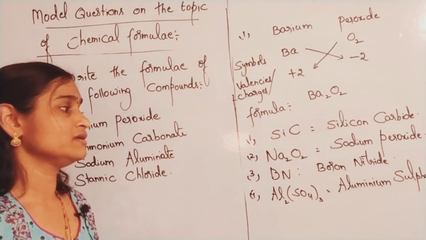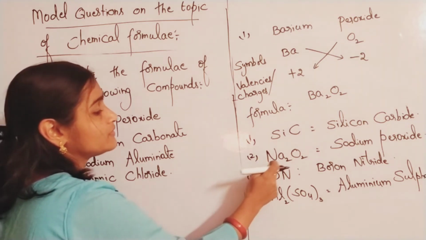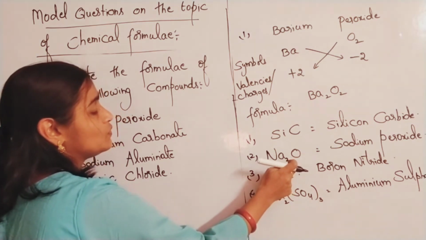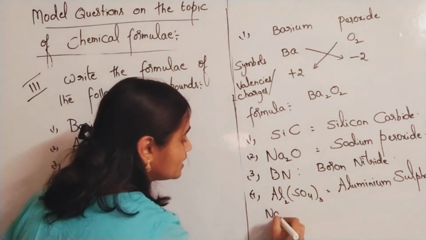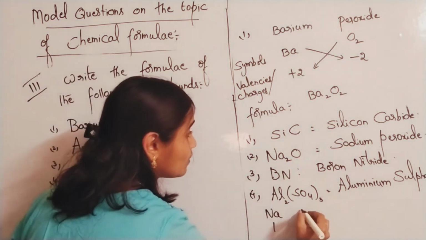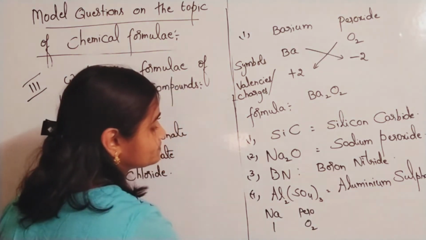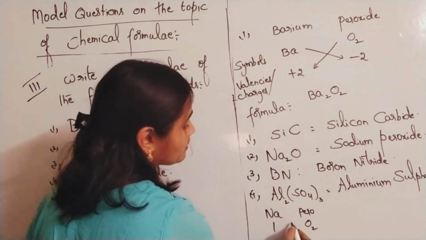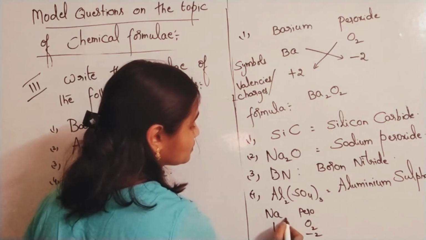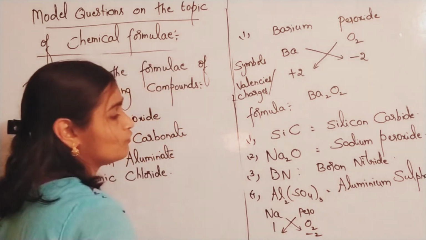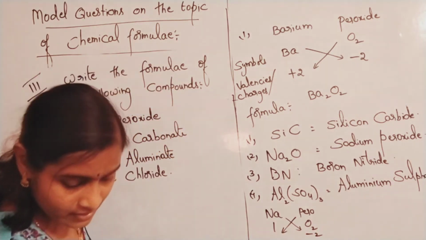Okay now dear children. Here sodium, Na2O only. Sorry. This is Na2O, sodium oxide. Sodium valency is 1. Peroxide valency is O2, -2. So Na2O2 you will be getting. Okay.